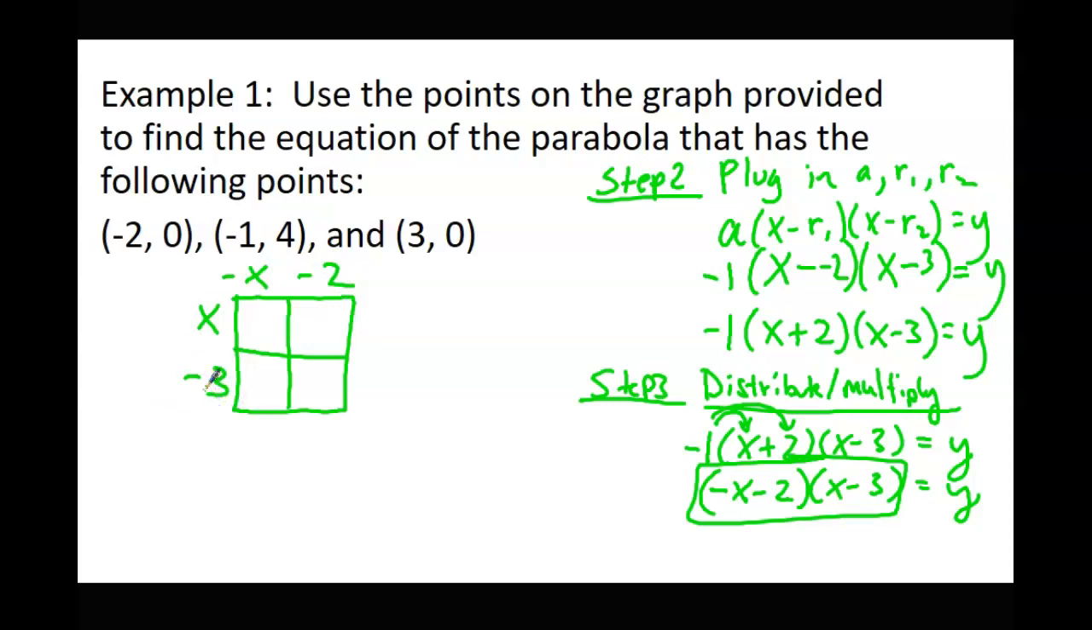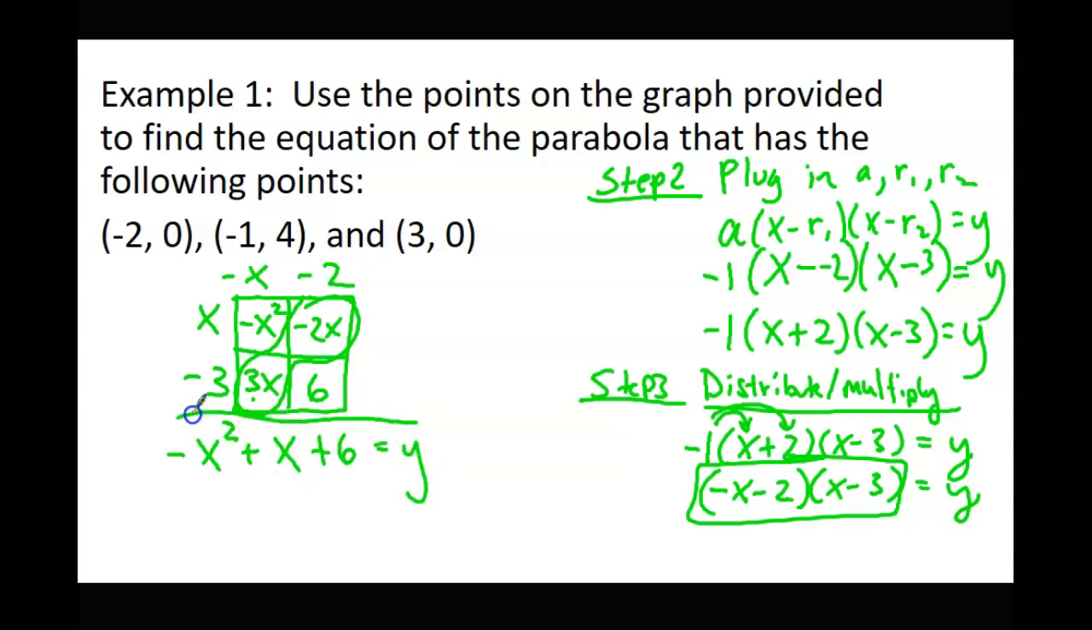Okay, so let's do it. What's this going to be? How about here? Here? 3x. And then we're going to combine these, right? So it's going to be -x squared. And what's 3 take away 2? So x. That's the equation. Okay? So this is the parabola that has the roots -2 and 3, and it goes through that point.